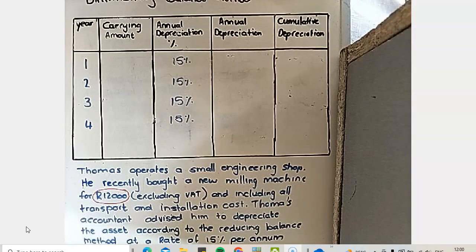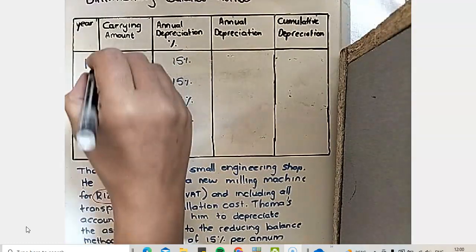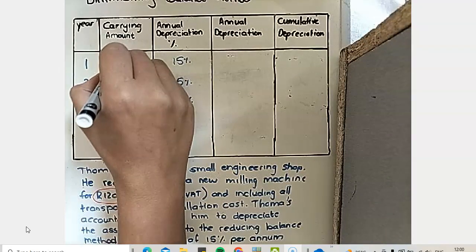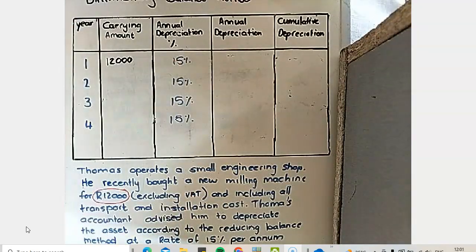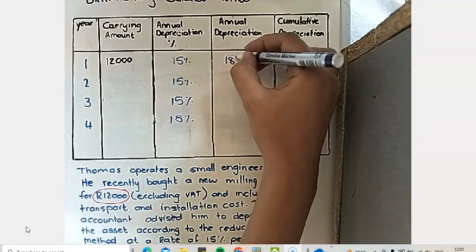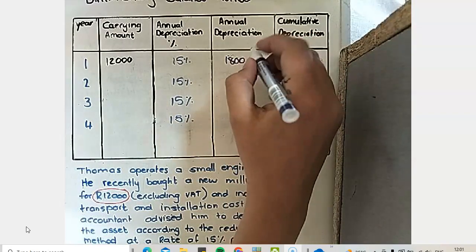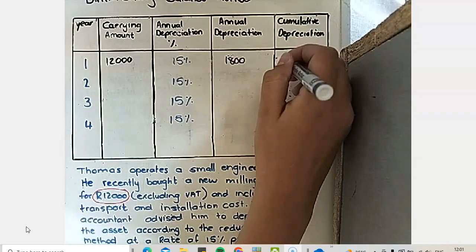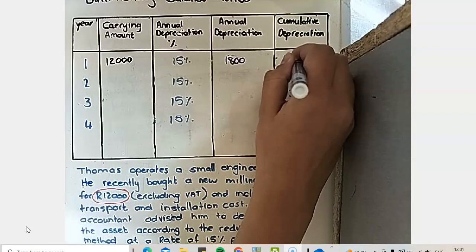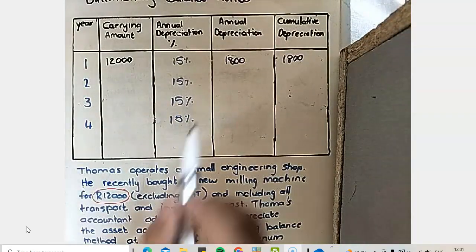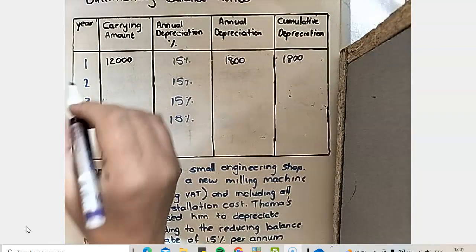Our annual depreciation is 15%. Our carrying amount at the beginning of the year is 12,000. So to calculate the annual depreciation, we take 12,000 times 15 divided by 100 because it's a percentage, to give you an annual depreciation of 1,800. So your accumulated depreciation, because it's the first year, will always be 1,800, exactly the same as your annual depreciation.